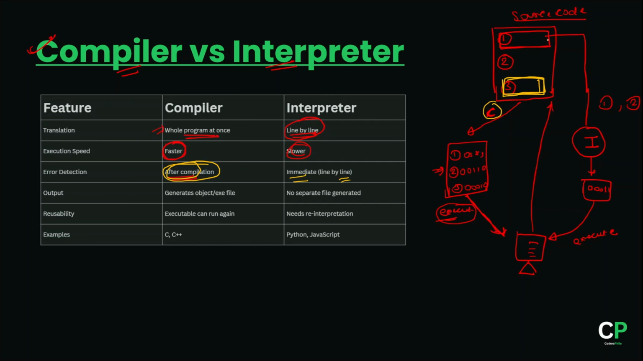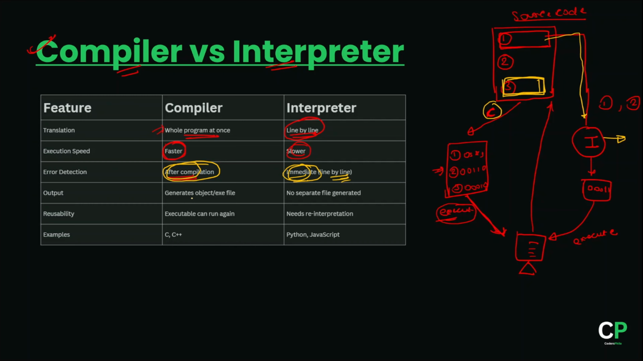For example, the first line will be executed, there is no error. Then the second line will be executed, no error. So now when the third line comes for the translation, the interpreter will see that there is an error in line number 3, and it will throw the error. So in case of the interpreter, the error detection is immediate, line by line.